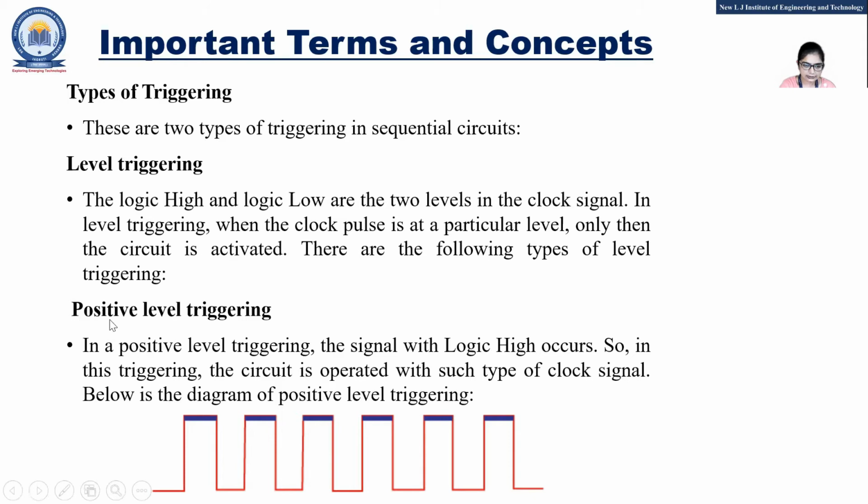In the clock cycle, you can see here the dark part, the blue part shows the high level. In some circuits, at this positive level, the output of the circuit will change, or in other words, the circuit will trigger at this part only. That is known as positive level triggering, which means at the positive level, the circuit will change its state.